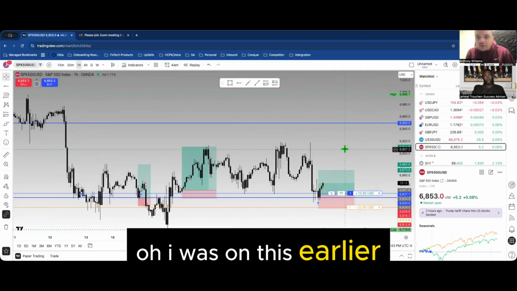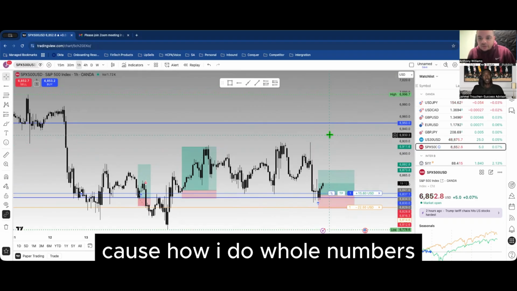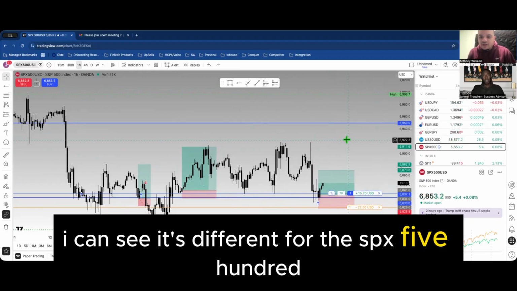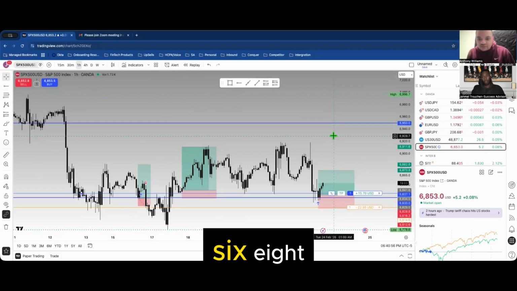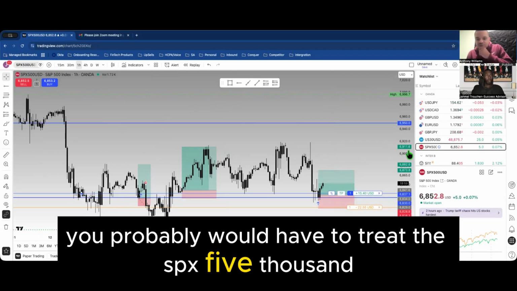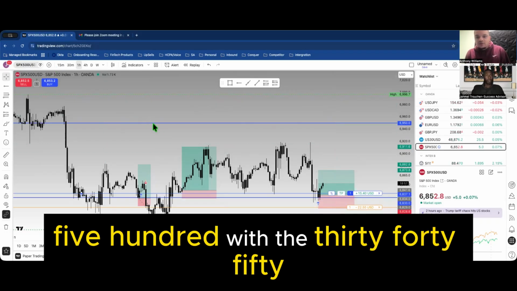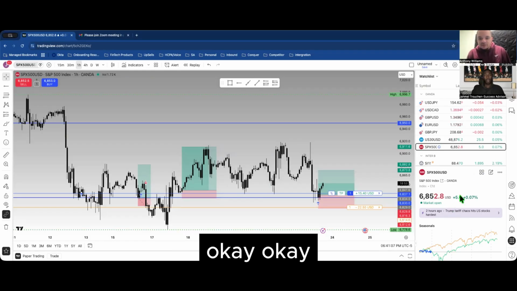And then what is this, SPX 500? Oh, I was on this earlier. I hate the pricing on it, because I do whole numbers, and I can see it's different for the SPX 500, because I was on a Zoom call earlier for this. So you probably would have to treat the SPX 500 with the 30, 40, 50, 60, 70. Okay, okay.